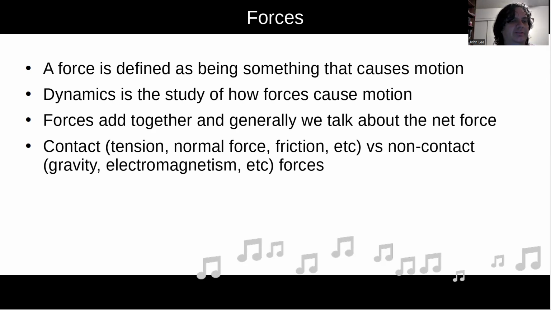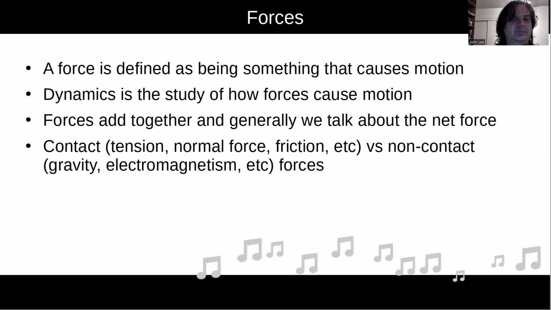So when you push five newtons, which is the unit of force, to the right, and somebody else pushes with 3 newtons to the left, the net force is going to be 2 newtons to the right, because the 5 newtons is going to cancel out 3 of the newtons, and then there's going to be a net force of 2 newtons. So they add together, and they add together as vectors.